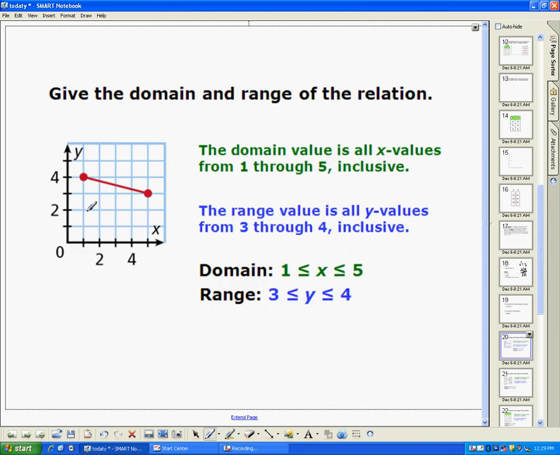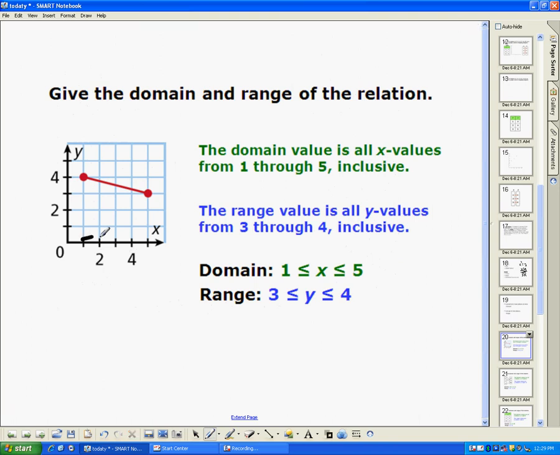Alright, so more talk about domain and range. If you're given a graph, the domain is all the values that fall. See how my x values fall between here and here? So that's my range. I mean my domain, I'm sorry. My domain is from -1 to 5, and it includes -1 and 5.